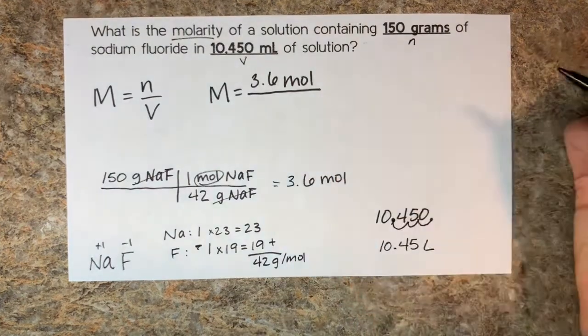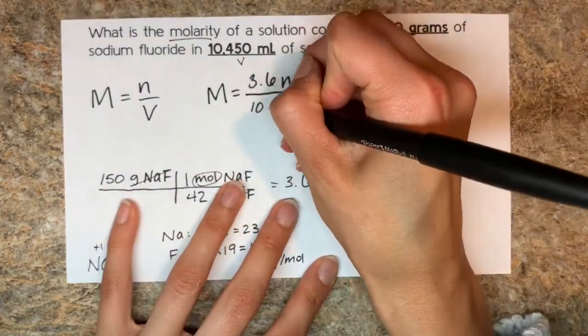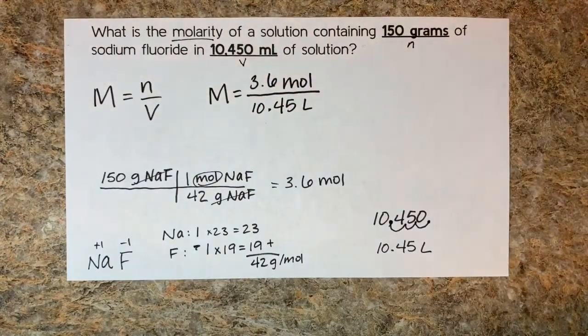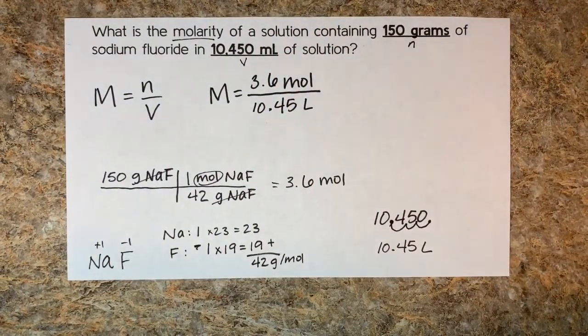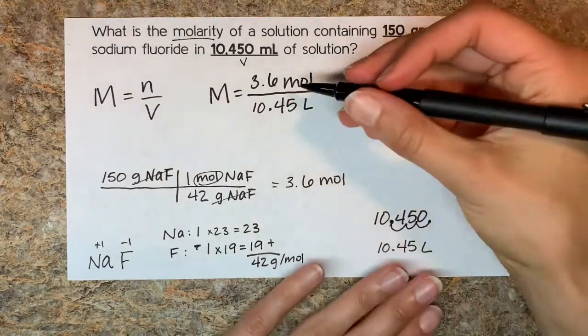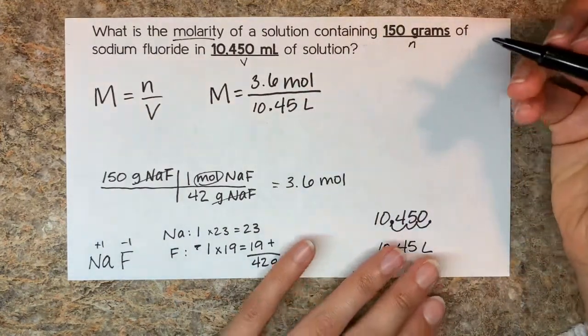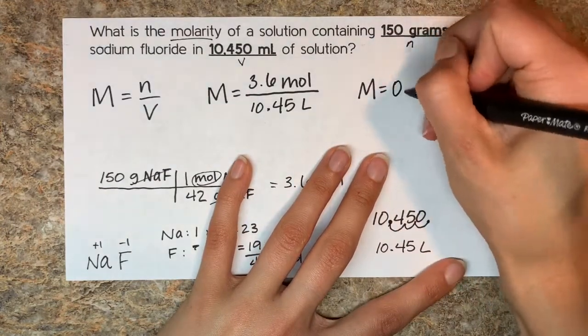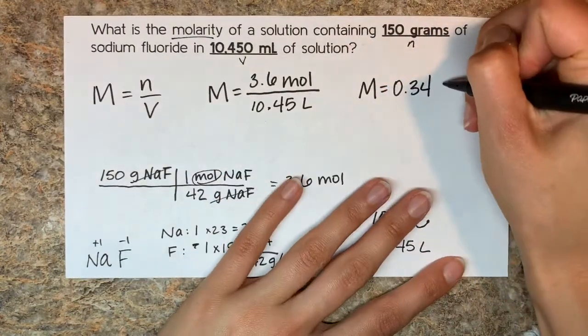This gets put into my equation as V. And now I'm ready. Now I'm ready to plug and chug. When I put that into my calculator, I should get a molarity of 0.34 molar.